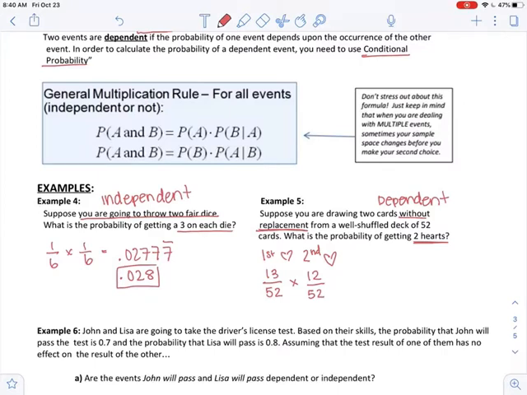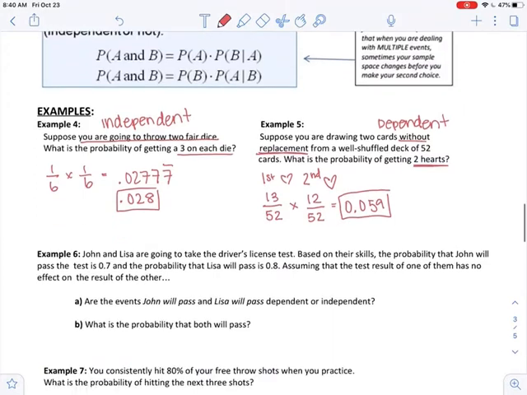On this here, it should be 12 out of 51. I made a mistake on the video, but on the answer key, it is fixed. So when you multiply those two, you get 0.059 as your answer. All right, let's look at the next example.